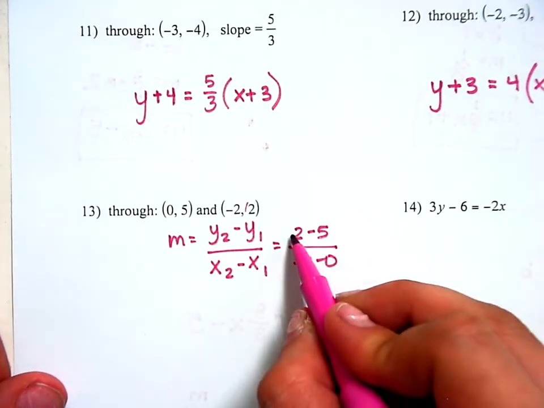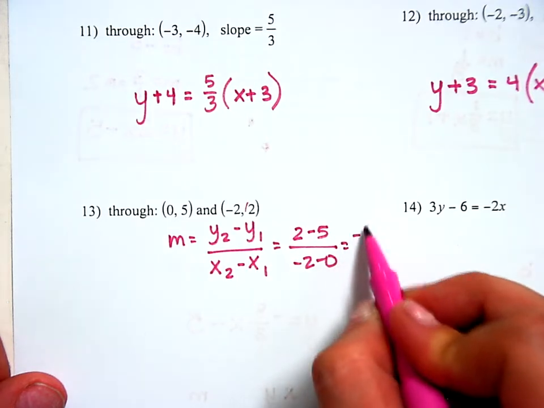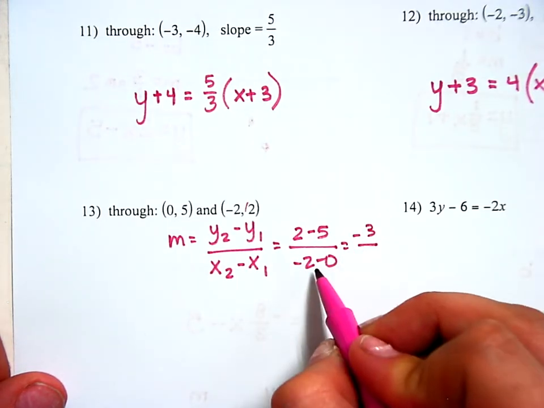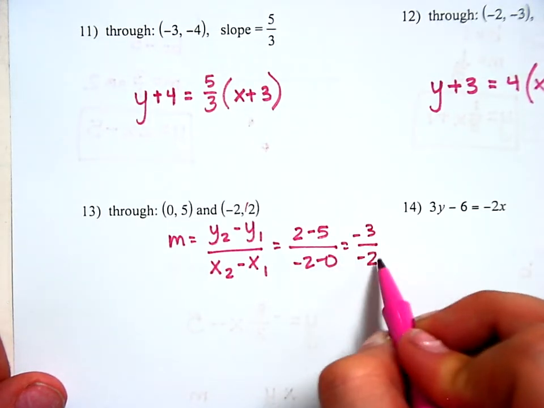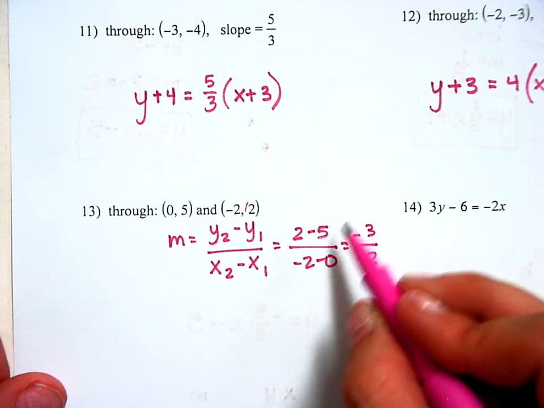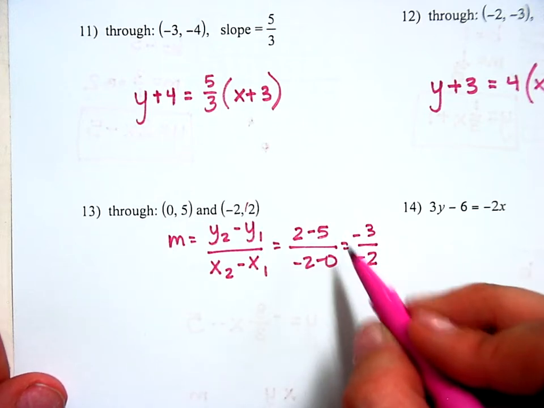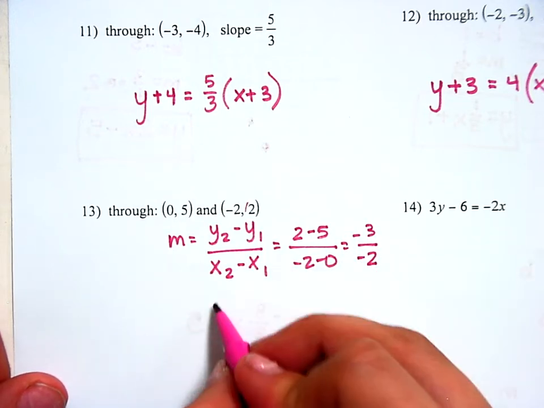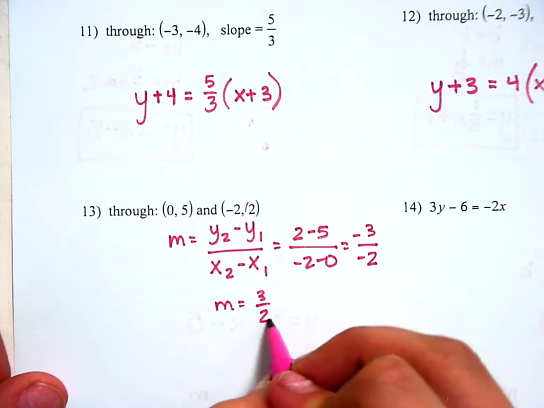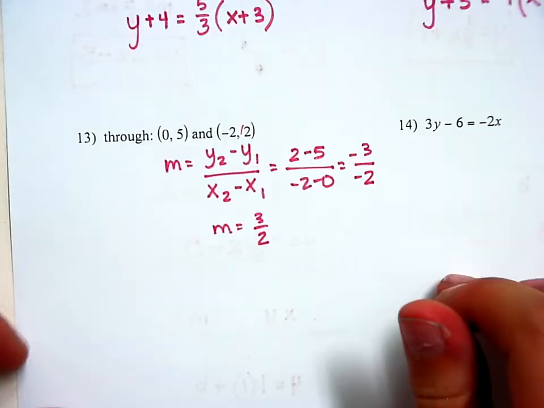Okay, 2 minus 5 is -3, and -2 minus 0 is just -2. Hey, guess what? The numerator and the denominator are negative, so this is a positive fraction. So my slope is 3 over 2. All right, now we can write our equation.